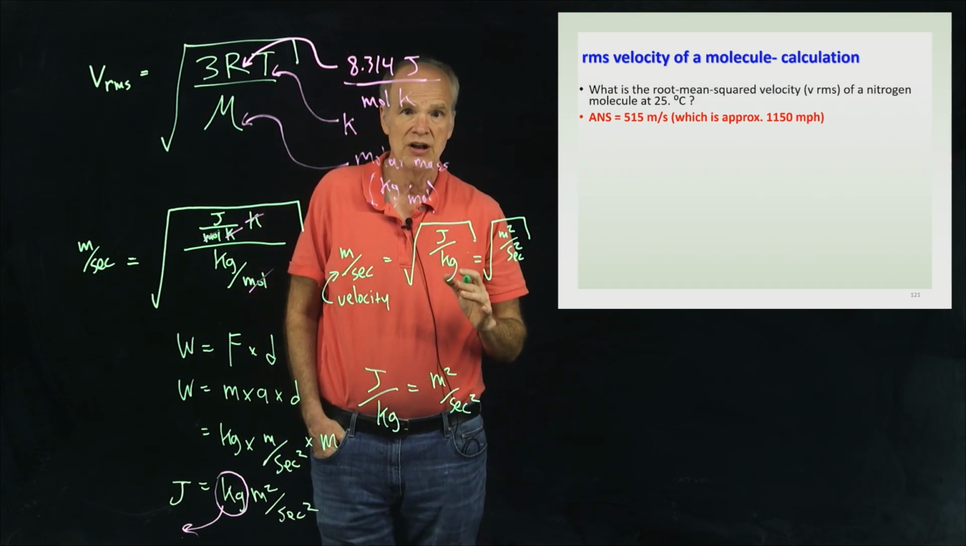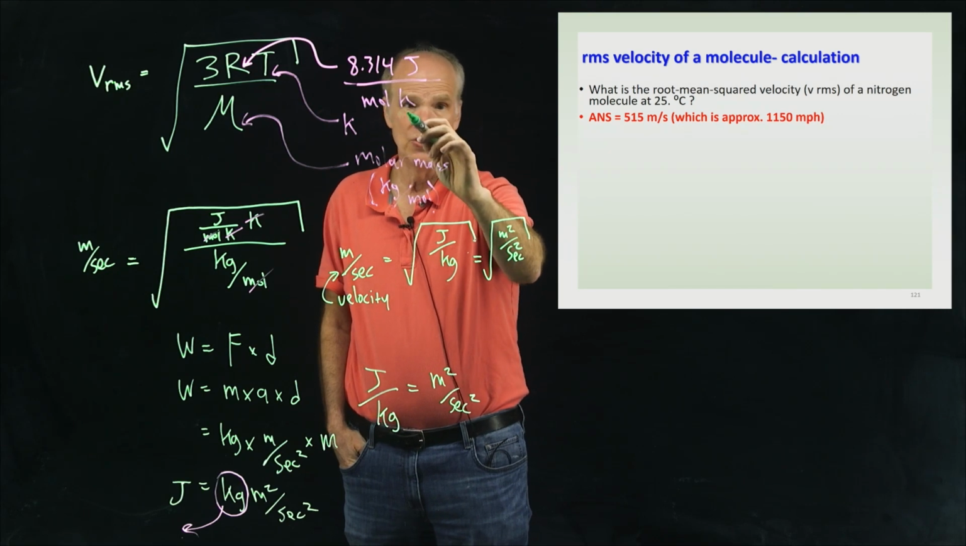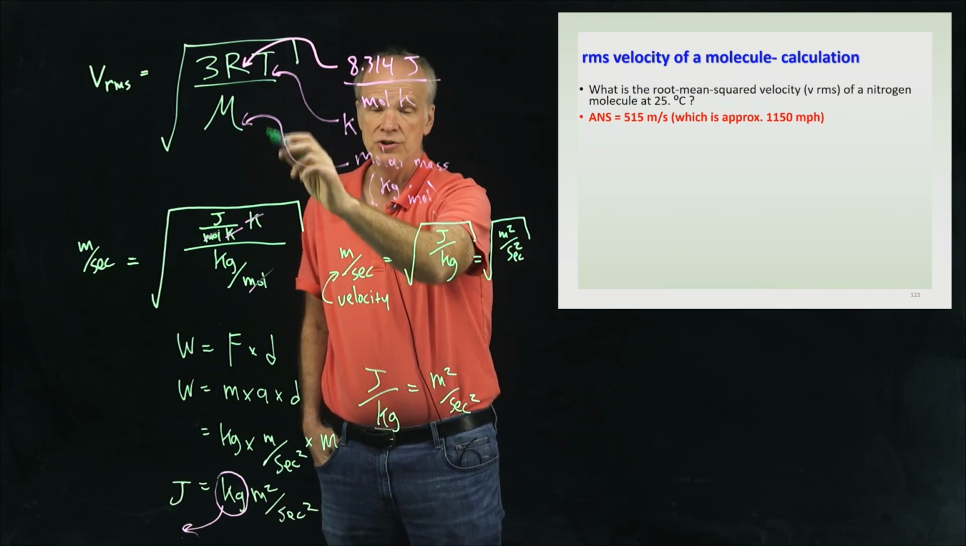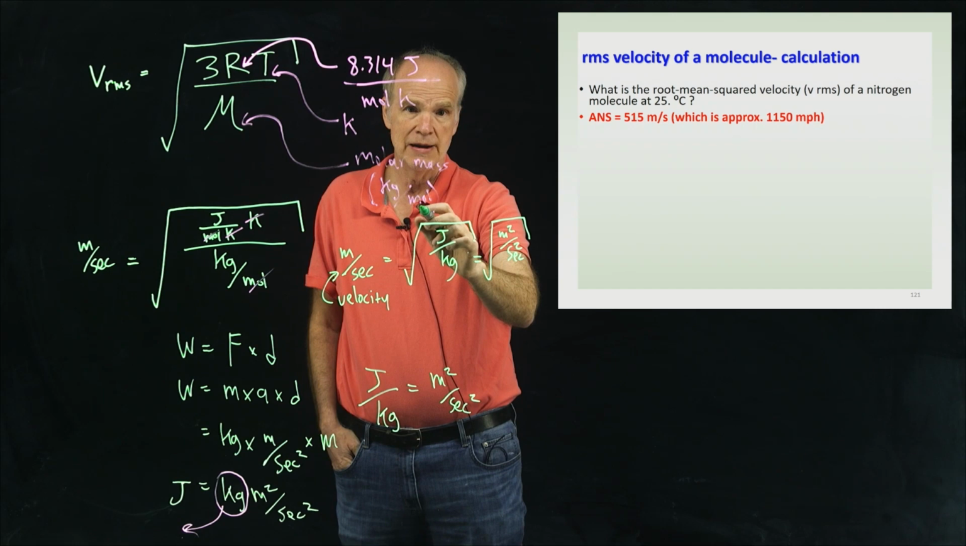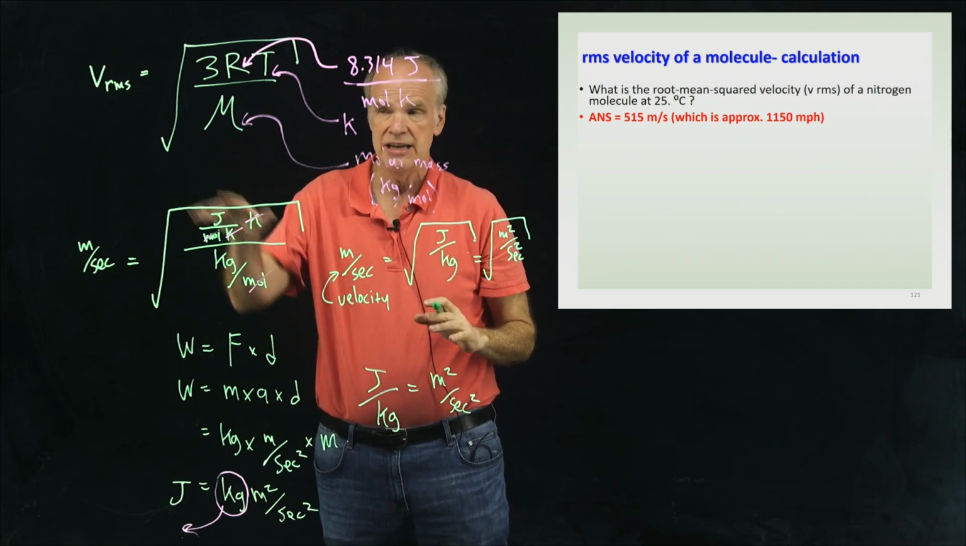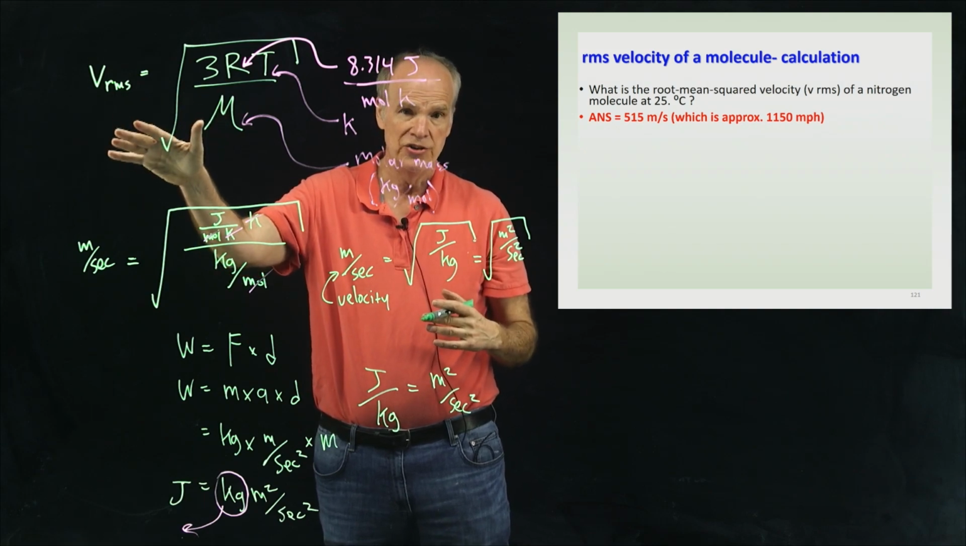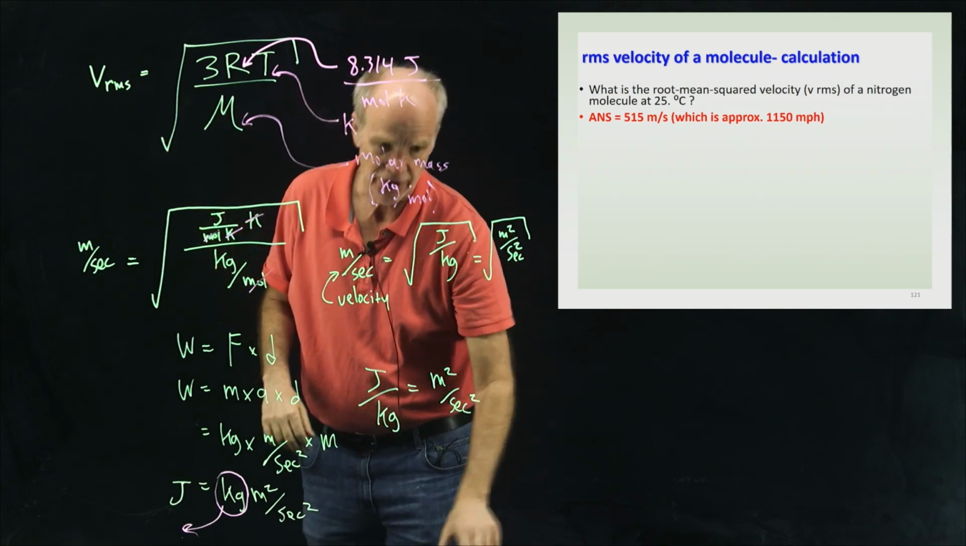So just to make a long story short, when you use R in joules per mole degrees Kelvin, and when you use molar mass in kilograms per mole, the units will cancel out in such a way that in the end, after you take the square root of the number in here, you will get units of meters per second. Okay, so let's go ahead and solve the problem.